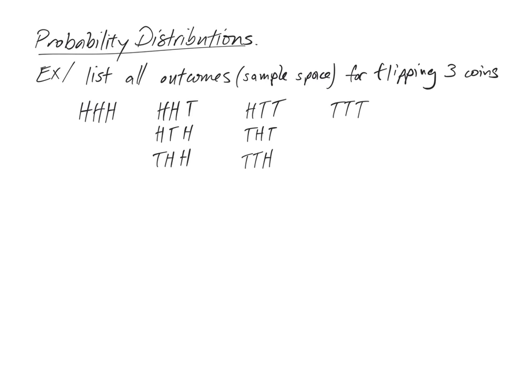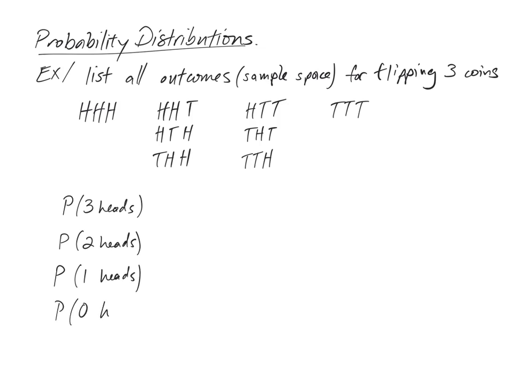Now let's say I want to know the probability. I'm going to ask for 4 probabilities. The probability of getting 3 heads, the probability of getting 2 heads, the probability of getting 1 heads, and the probability of getting no heads. Right? And these are all of the outcomes for flipping a coin 3 times and recording the number of heads. So the experiment here would be flipping a coin 3 times and recording the number of heads.